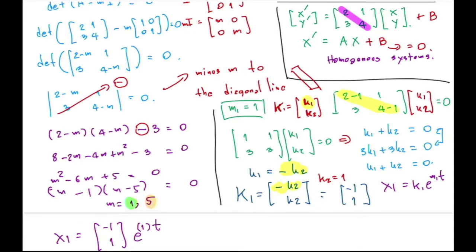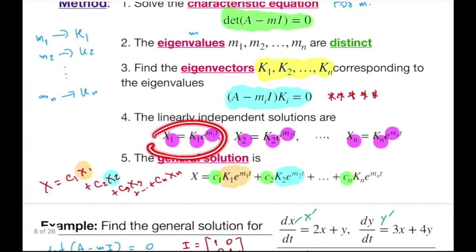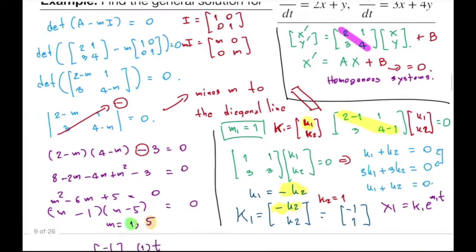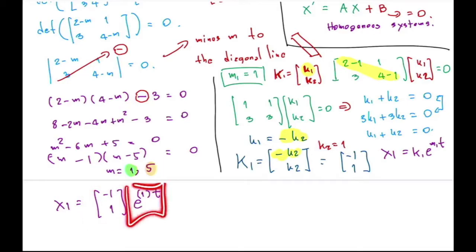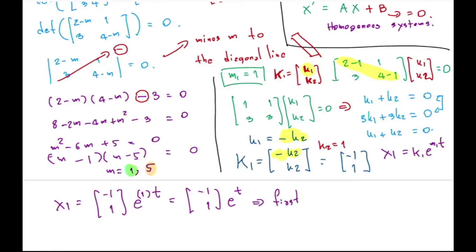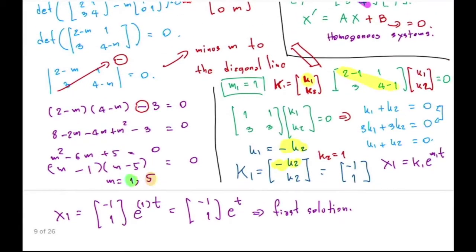So our first solution x1 is k1 e to the m1t, which is k1, this vector minus 1 and 1, times e to the t. And that is the first solution. After that, we need to use m2 equals 5, and then we need to get k2, and then we get x2.